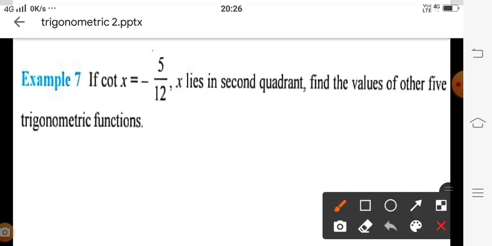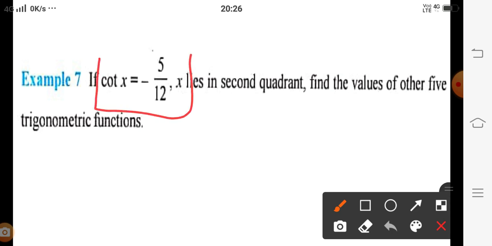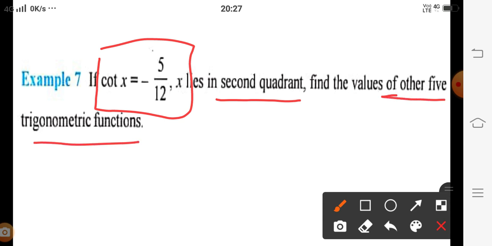In this question, cot x is given as minus 5 by 12, and it is also mentioned that this value lies in the second quadrant. What do we know about the second quadrant? In the second quadrant, only sine and cosec are positive, and the rest of the 4 t ratios are negative. For this reason, the value of cot x is negative, minus 5 by 12, and we have to find the values of the other 5 trigonometric functions.